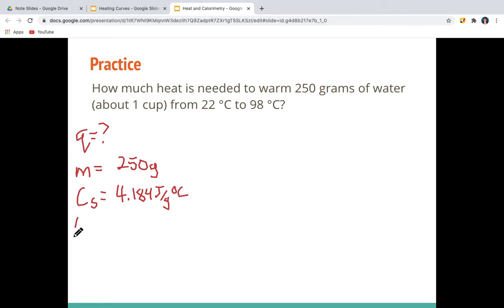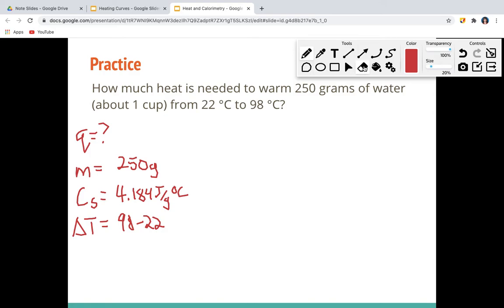And then delta T, that's change in temperature. So that means we need to take our beginning temperature and our final temperature. Anything that's delta, we always take final minus initial. So we're going to take 98 minus 22. Hopefully we can do that in our heads. That should be 76, right?